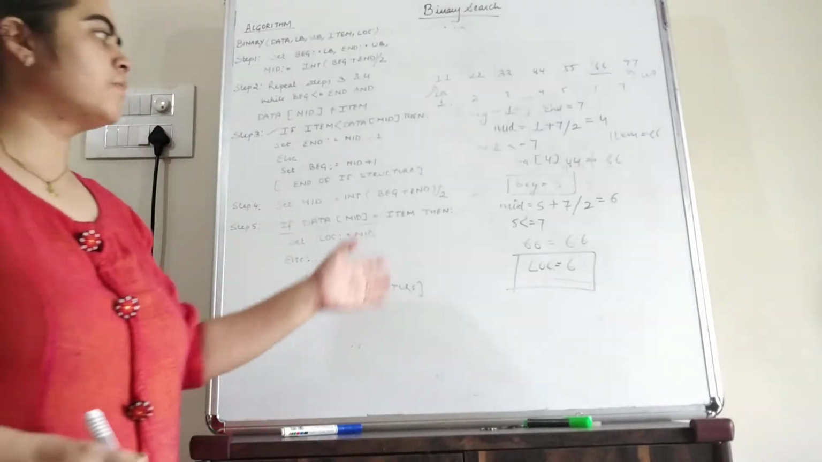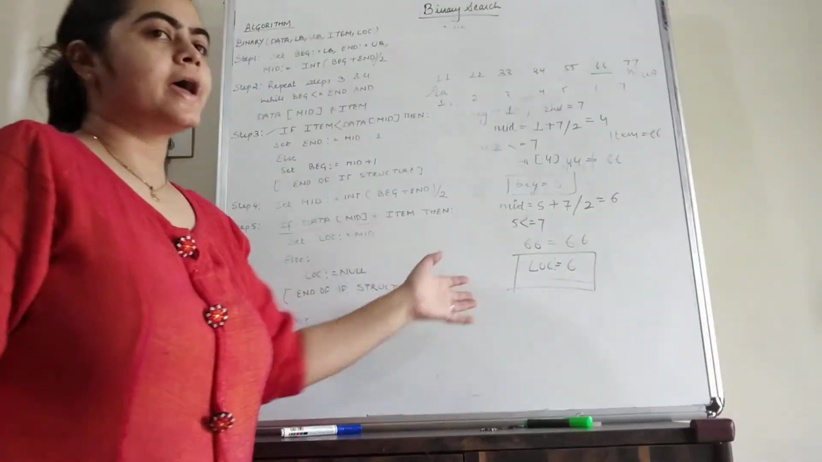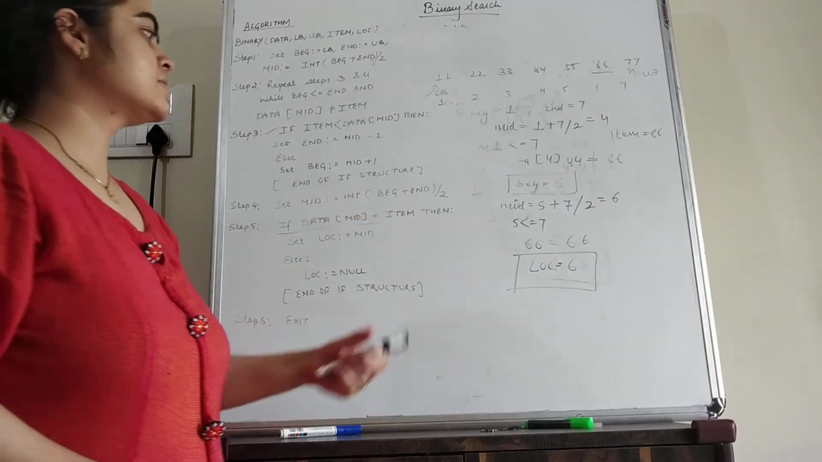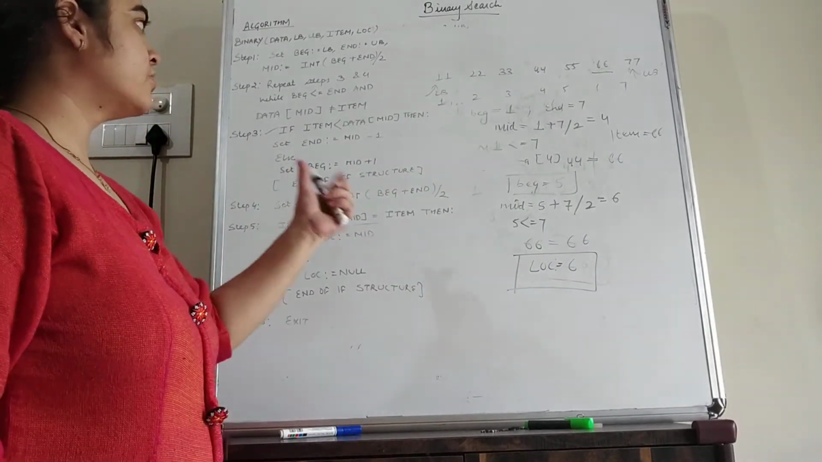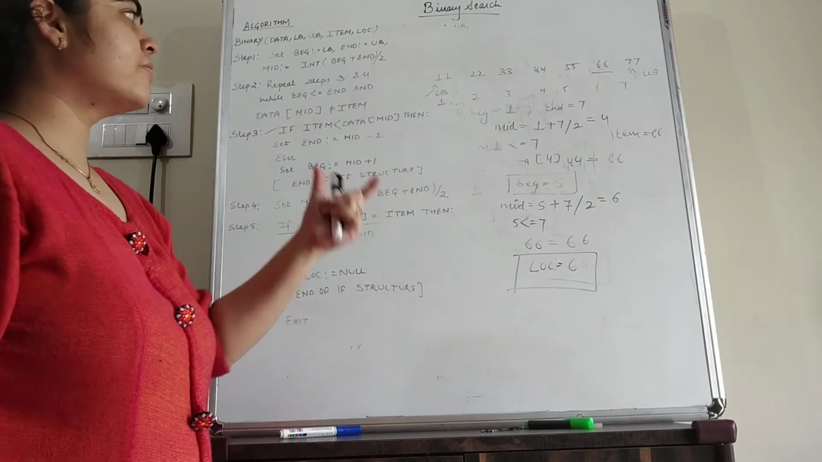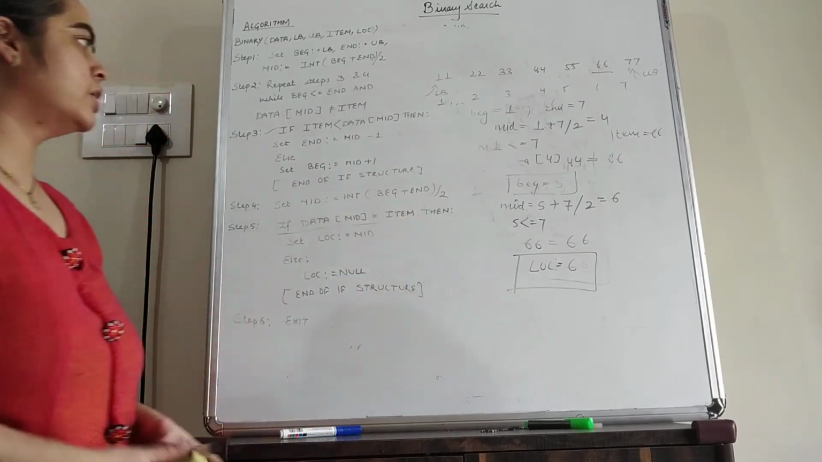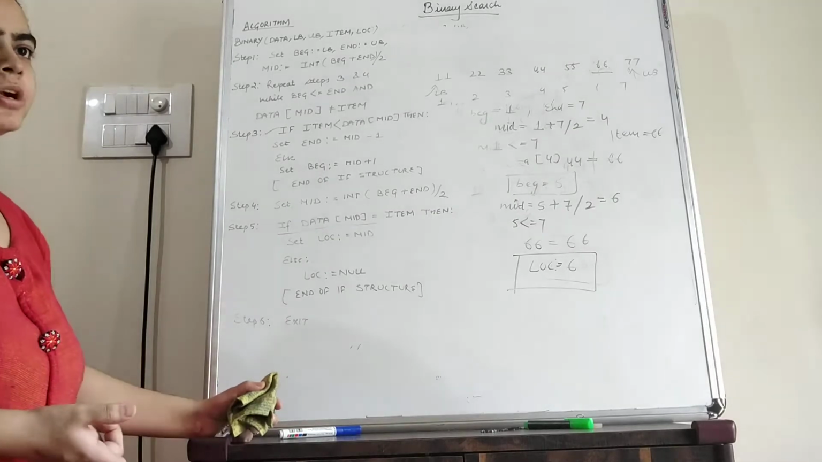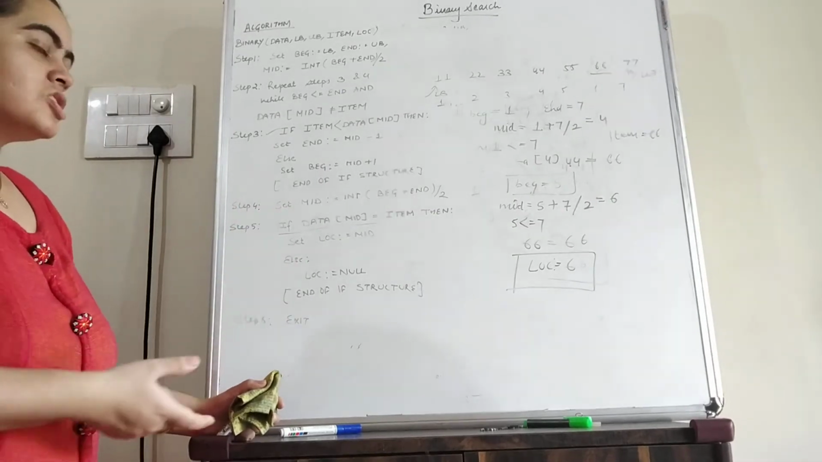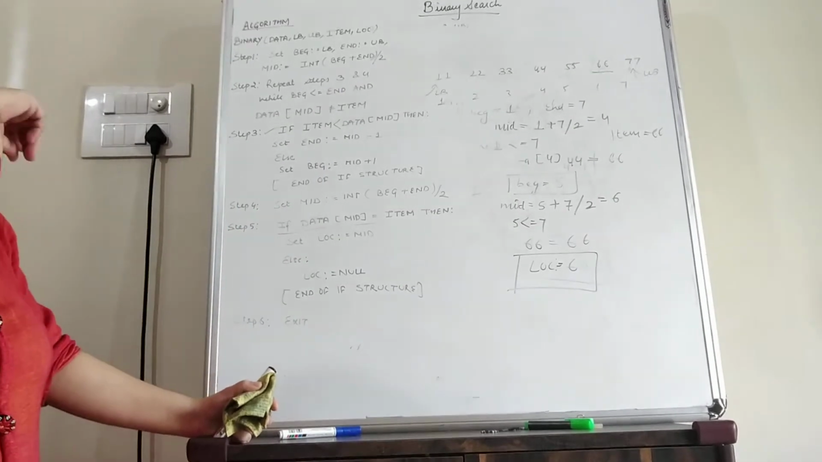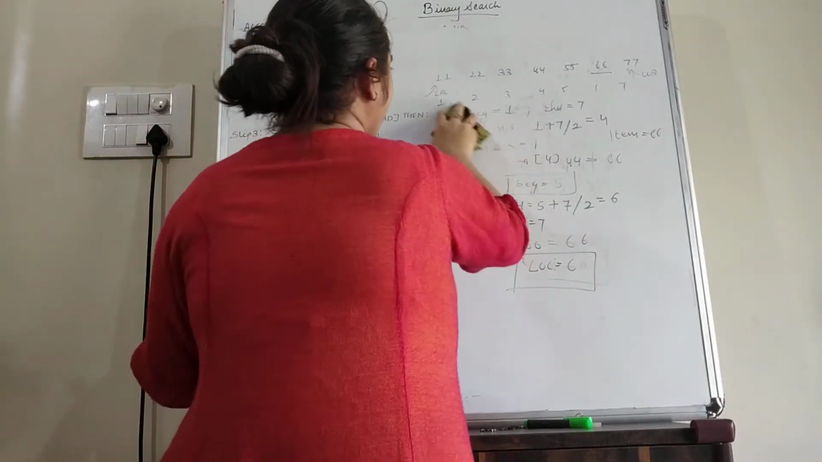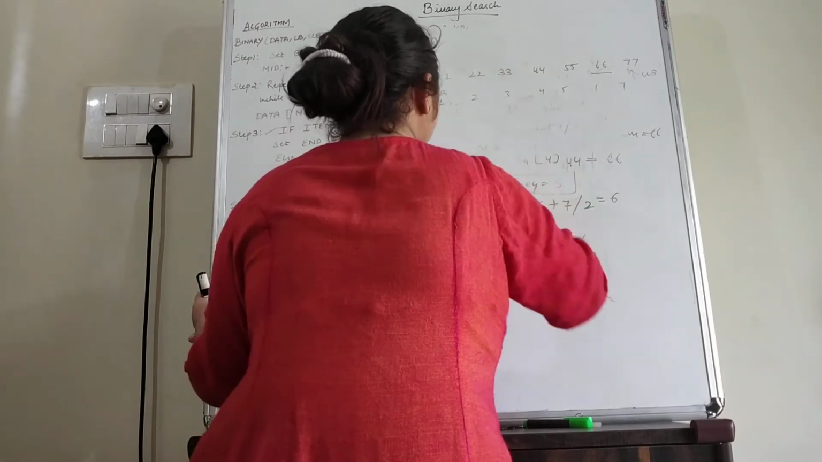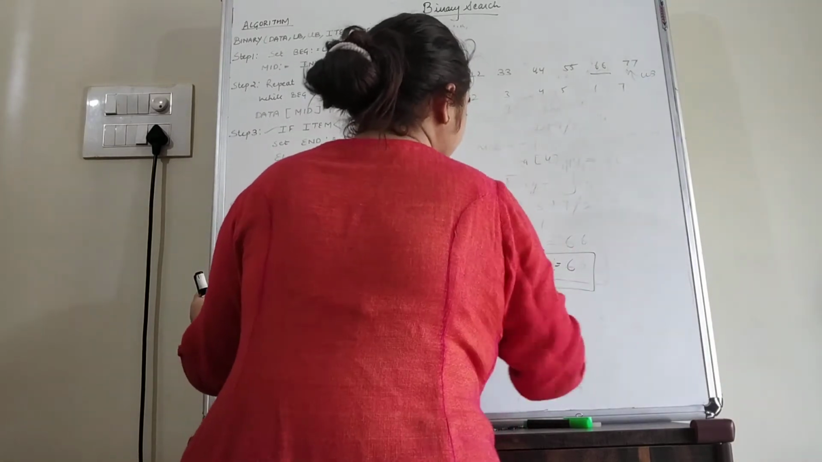So students, you have to write these steps in the exams also. You cannot directly search and write the location only. You have to write each and every step with beginning value, end value, mid value, and after finding the mid, you compare the value with the mid, and after that you change the value of the beginning and the end according to the conditions. Now students, we can see some other example with the same list.